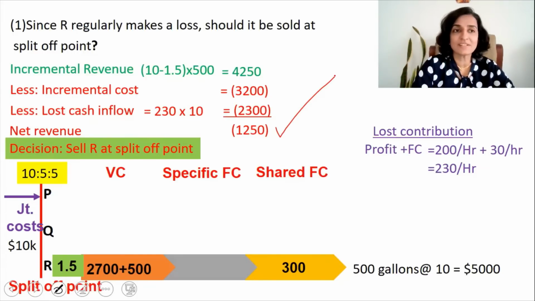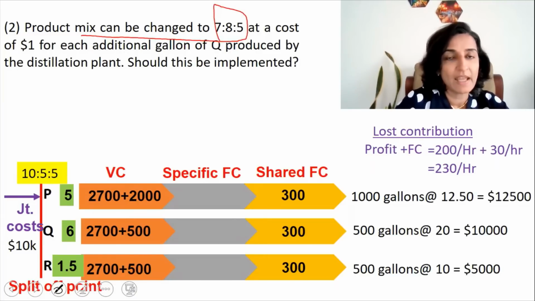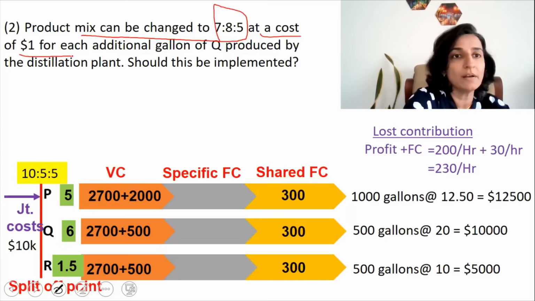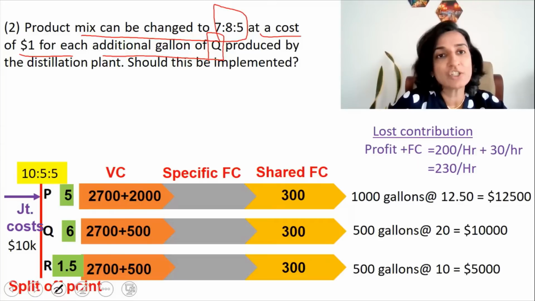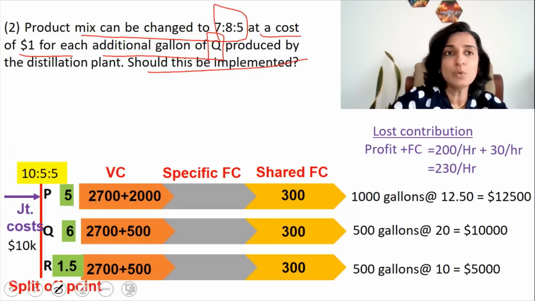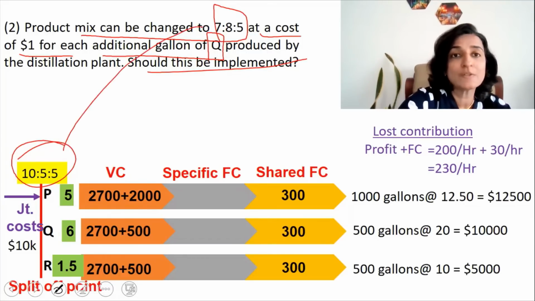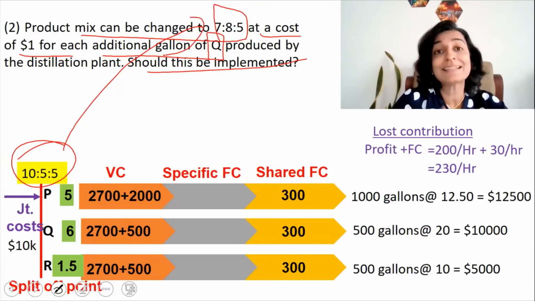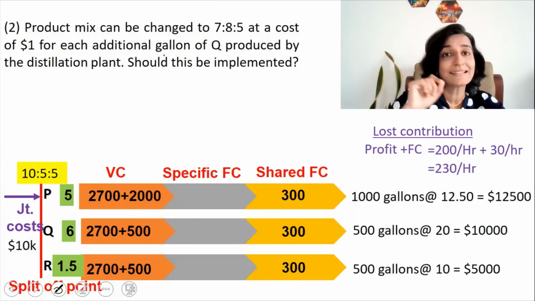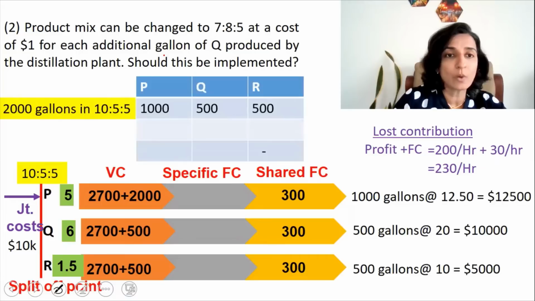Moving to the second part of the question, product mix can be changed to 7:8:5 at a cost of $1 for each additional gallon of Q produced by the distillation plant. Should this be implemented? So they are asking you, if you change the product mix from 10:5:5 to 7:8:5, is it better? So when the product mix is changed, let's see the number of units of each product that will be produced.